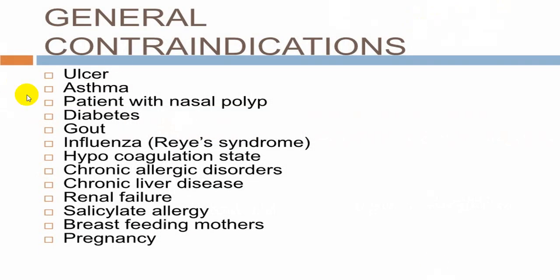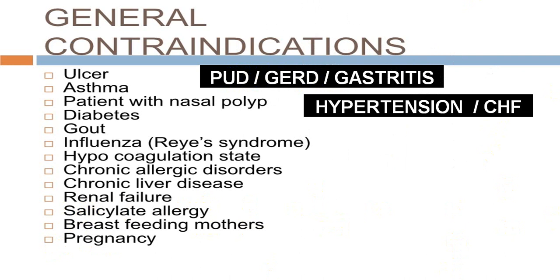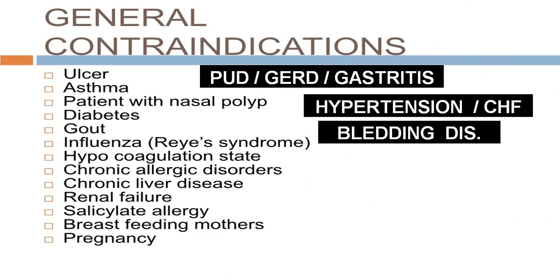General contraindications of NSAID: ulcer, bronchial asthma, nasal polyp, diabetes, gout, influenza, Reye syndrome, persons on anticoagulants, chronic allergic disorders, chronic liver disease, CKD, a person who has a salicylate allergy, and if a mother is breastfeeding or during pregnancy, it should be contraindicated. Also, a person who has peptic ulcer disease, GERD, gastritis, etc., should not be given NSAID. In hypertension and congestive heart failure, NSAID is absolutely contraindicated.